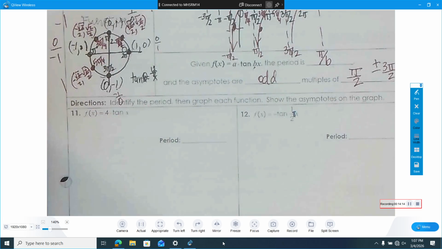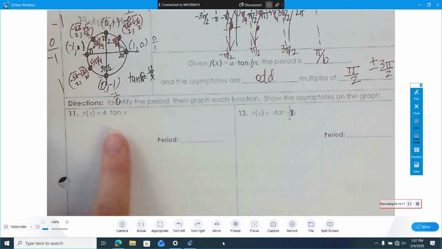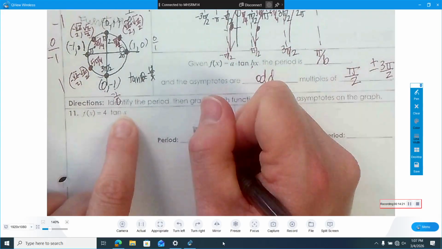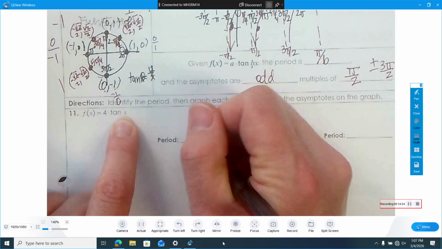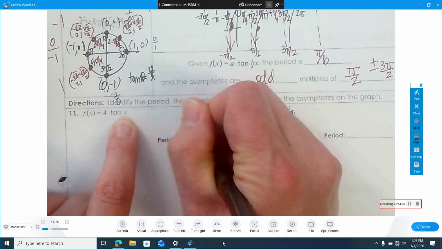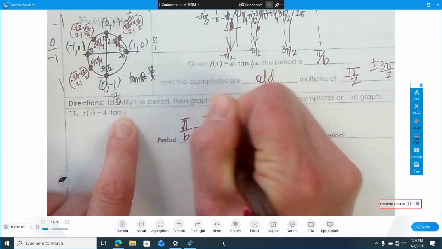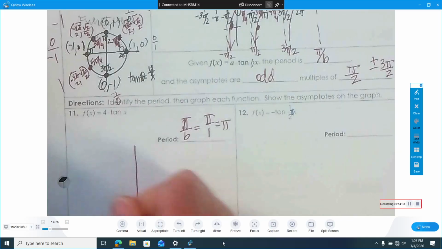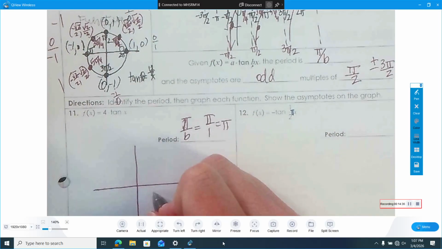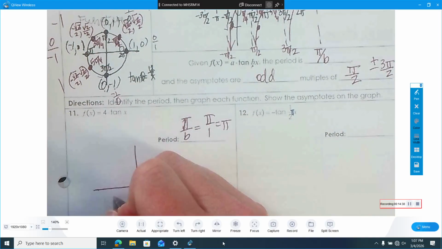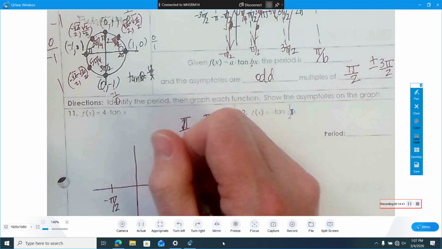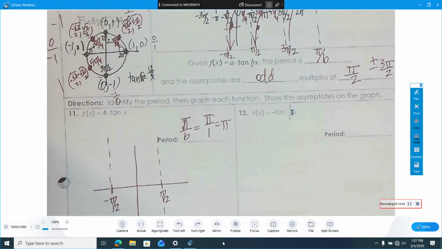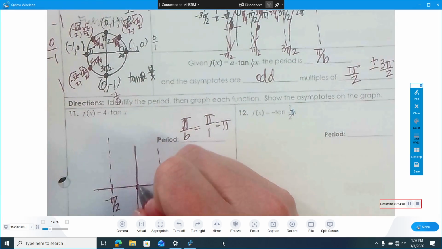So again, this has a vertical stretch of 4. We are graphing a tangent function, and right now, what is the period? Just pi, yep. So it's pi over b, and in this case, that b is 1. So our period is just pi. And our normal tangent function then has asymptotes at pi over 2 and negative pi over 2. So I'm going to draw those asymptotes in. Those are things you want to remember. And I know it passes through 0, 0.